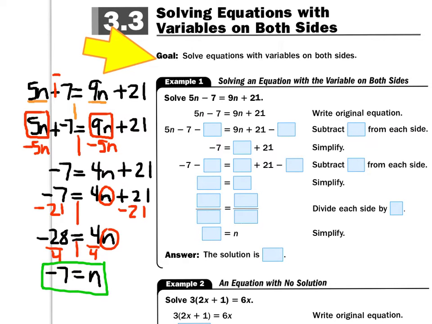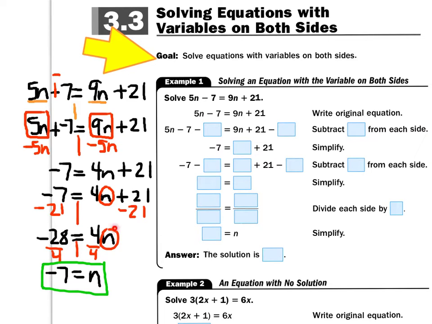I'm going to circle my variable and bring down the wall, and then see how adding 21 is touching the circle, so I get rid of it. I subtract 21 on both sides of the wall, and then I simplify. Negative 7 minus 21 is negative 28. I bring down the equal sign, I bring down 4n, and then of course positive 21 plus negative 21 destroy each other. So now I just have 4n equals negative 28.